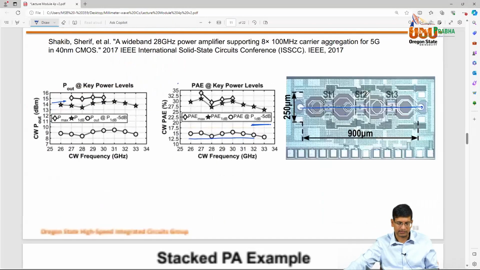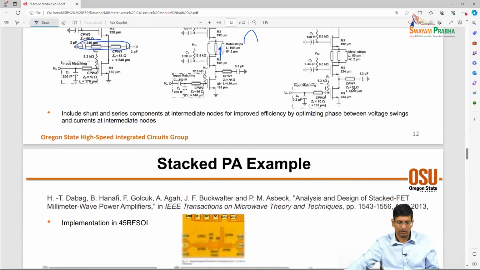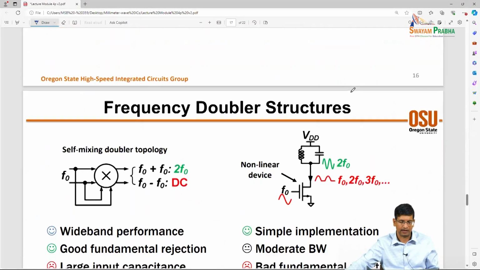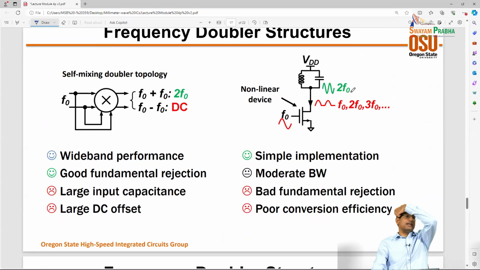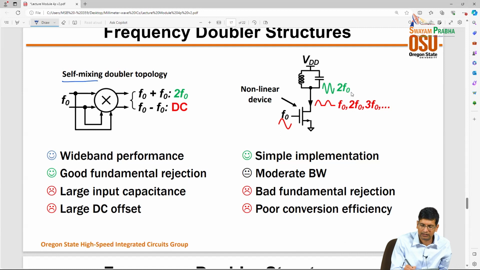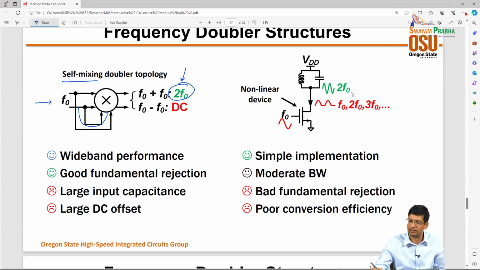So given this sort of spec range, there are several ways in which to build the doubler. We can build it using self-mixing, where if I have an input f naught and I feed it to the mixer, there is going to be an output at 2 f naught, right? And I can filter for that output and then be able to get this.